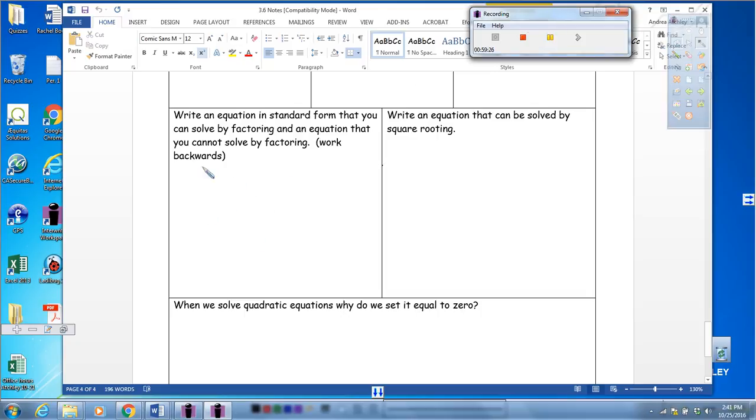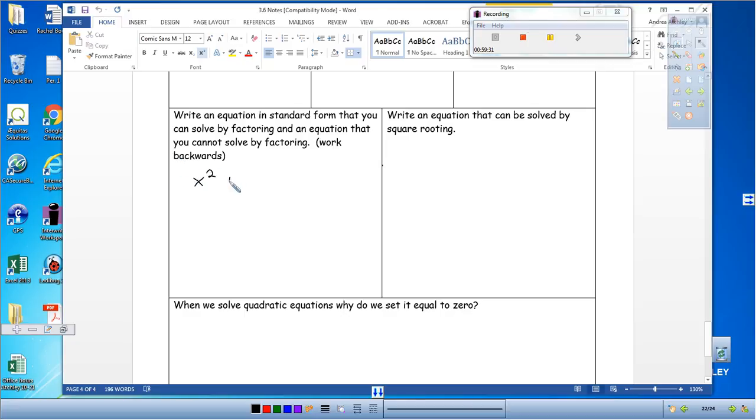Okay, Lauren, what was your equation that you could factor? And we want it equal to 0 or f of x equals something like that. But that's good. You can factor that. Okay? Peyton, what was your equation that you wrote that could be solved by square rooting? 2x squared minus 12. Okay? That is one that you have to solve by square rooting.